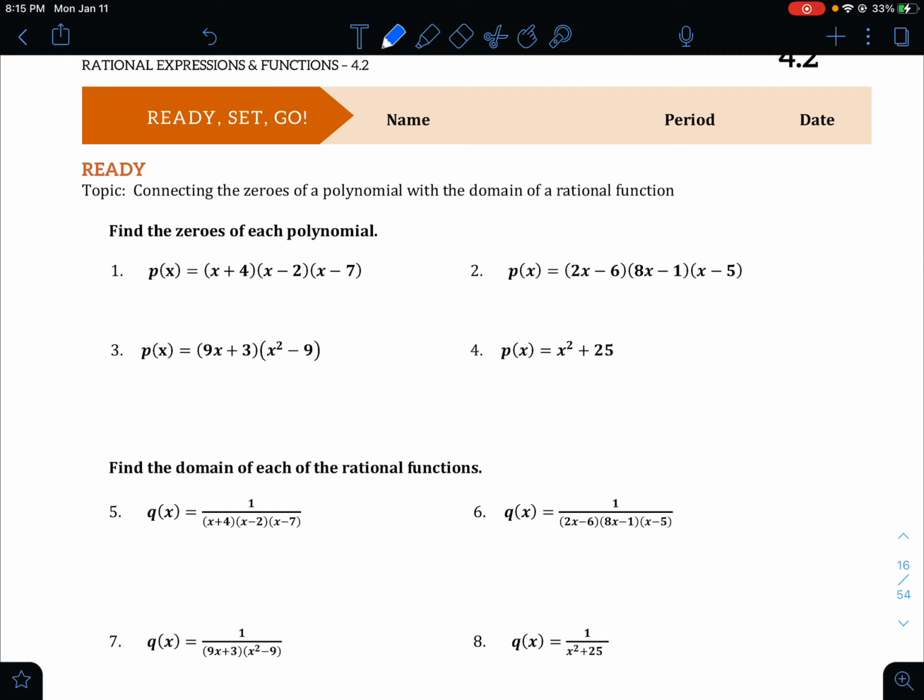So I'm going to do a couple of problems from the Ready to help you out, all right? For number 1, it says find the zeros of each polynomial. We did do this previously. Basically, the first step of finding a zero is making sure that you're in factored form. Unfortunately, they kind of made our lives nice and easy here, and it's already in factored form.